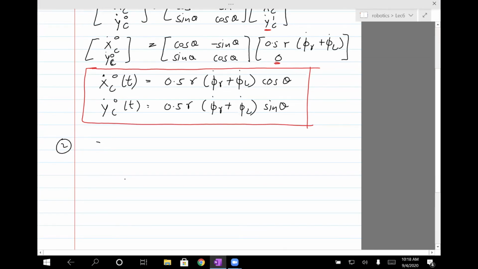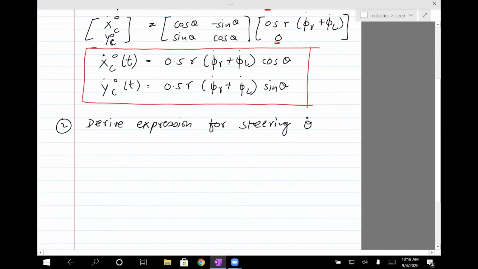So next part is derive an expression for steering, which is theta dot. Now the arguments are going to be very similar to x dot. Let's see how that goes.